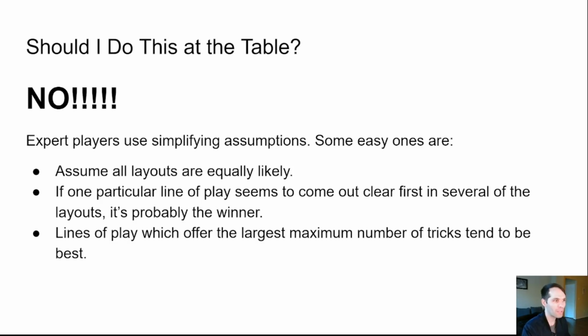And finally, lines of play which offer the largest maximum number of tricks tend to be best. This, I think, stems from the possibility of considering alternative opening leads, alternative contracts. If you're really contracting for the largest possible number of tricks that you could ever take on the hand, you'll be beating out people who end up in alternative spots quite often.